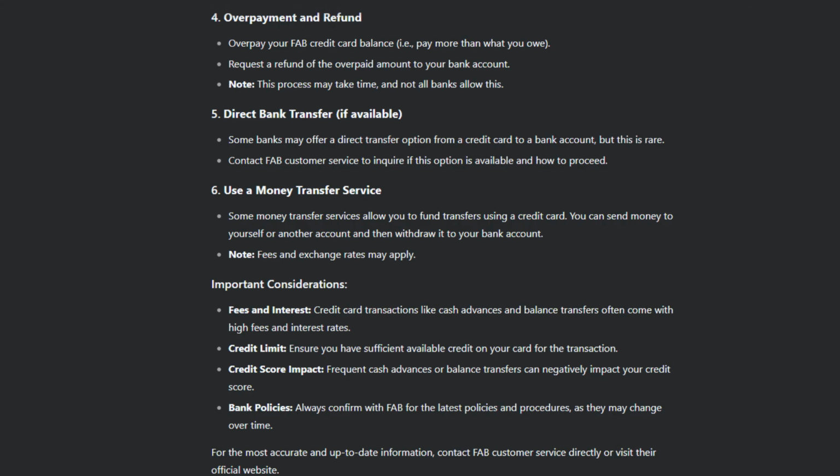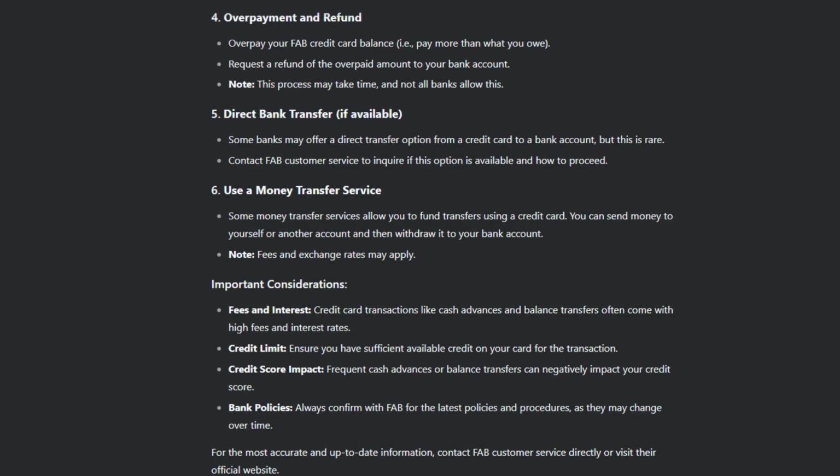Important considerations: fees and interest. Credit card transactions like cash advances and balance transfers often come with high fees and interest rates. Credit limit: ensure you have sufficient available credit on your card for the transaction. Credit score impact: frequent cash advances or balance transfers can negatively impact your credit score.